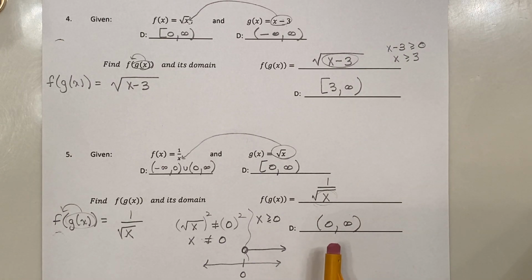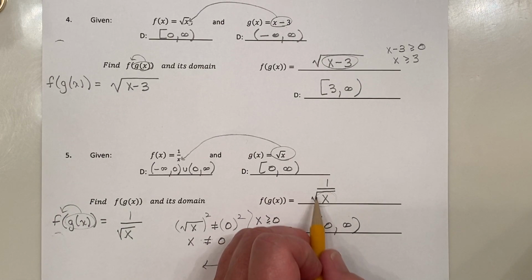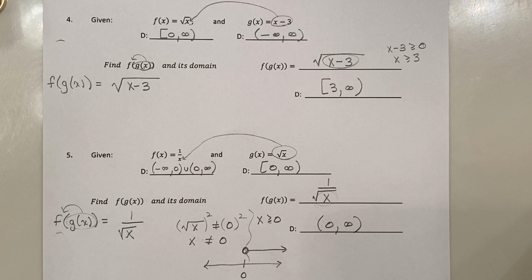I would encourage you to test yourself and ask, what if I did put a bracket here and included 0? Well, that means you're going to be dividing by 0 in the fractional piece of this. Okay.